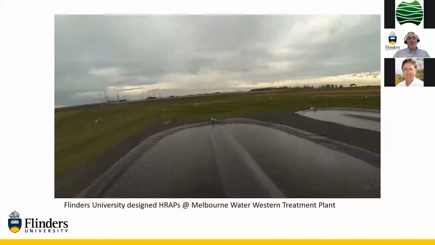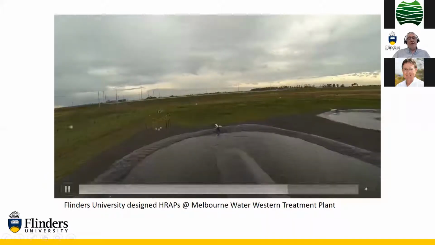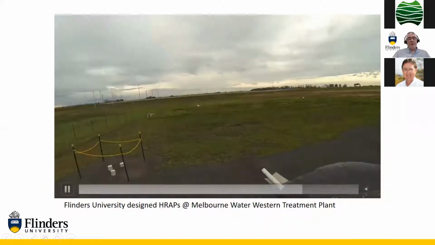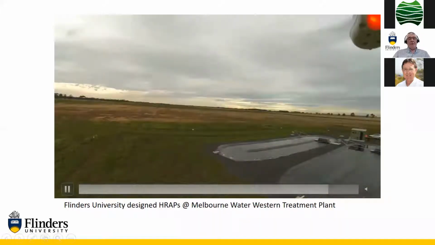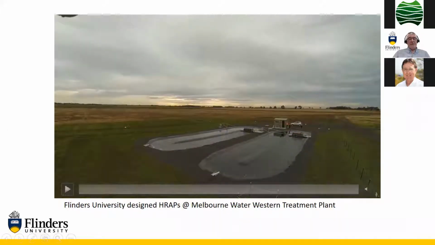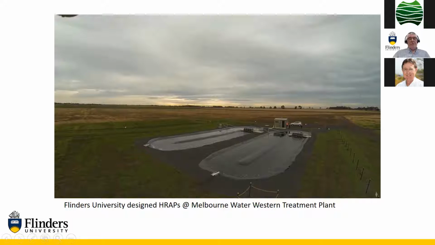And you can see also that it's got a channel divider. So we're really controlling the hydrodynamics in the pond. And if we look throughout the depth of that pond, it's homogeneous throughout the depth in terms of dissolved oxygen, temperature, and pH. So you've got a much more homogeneous reaction environment.